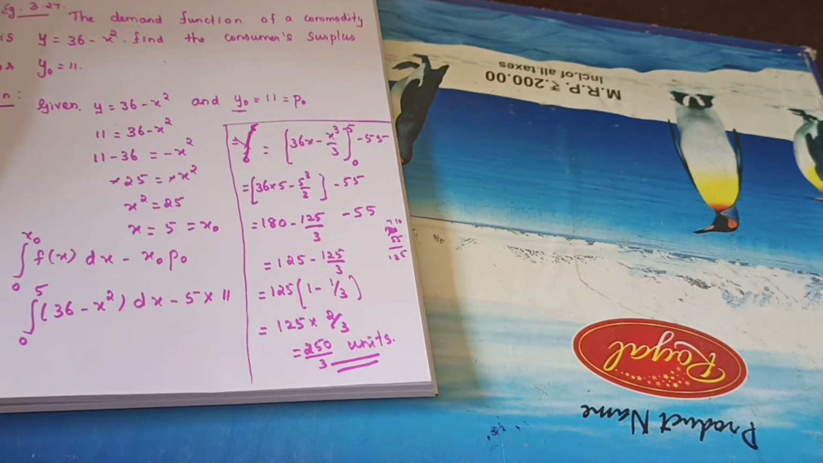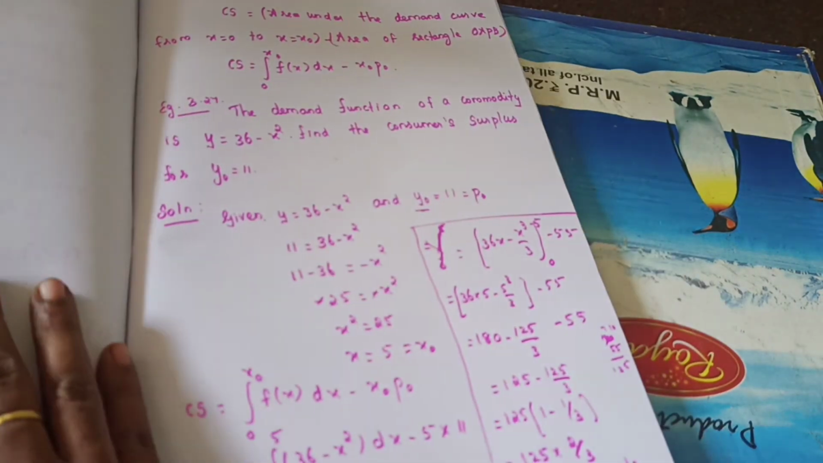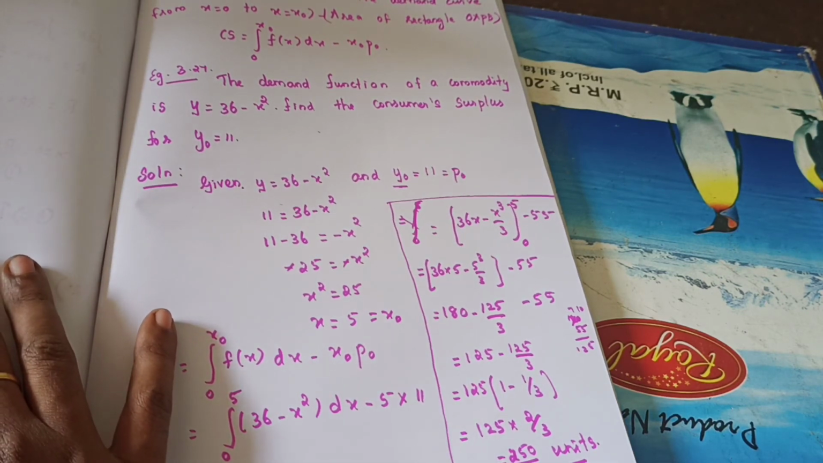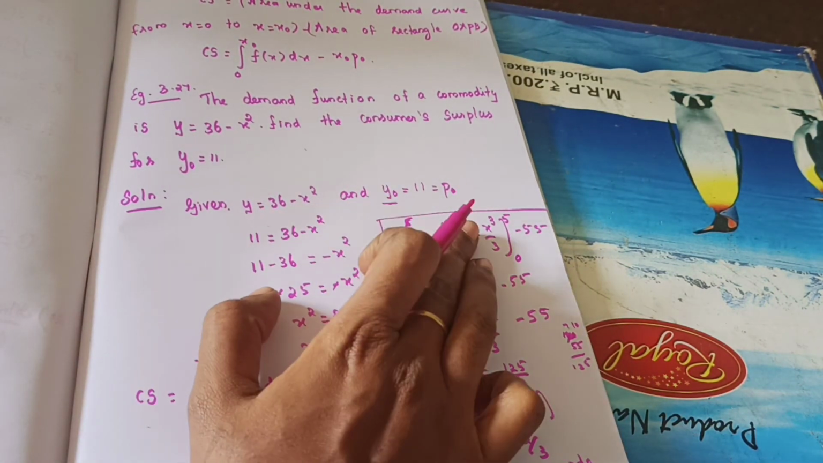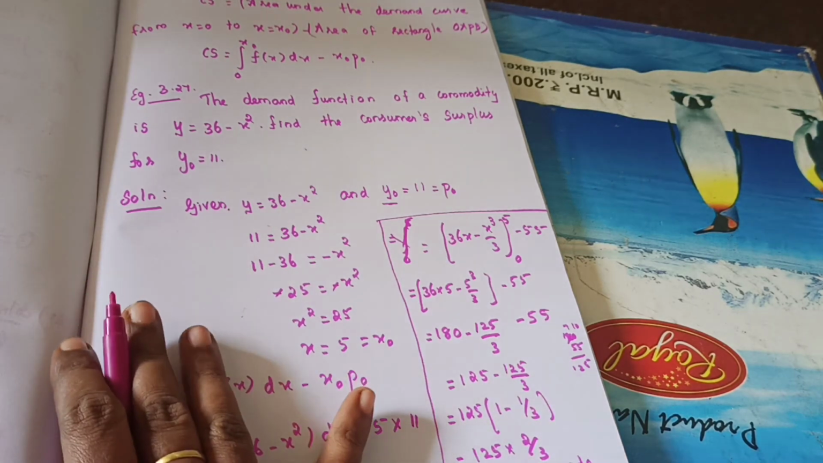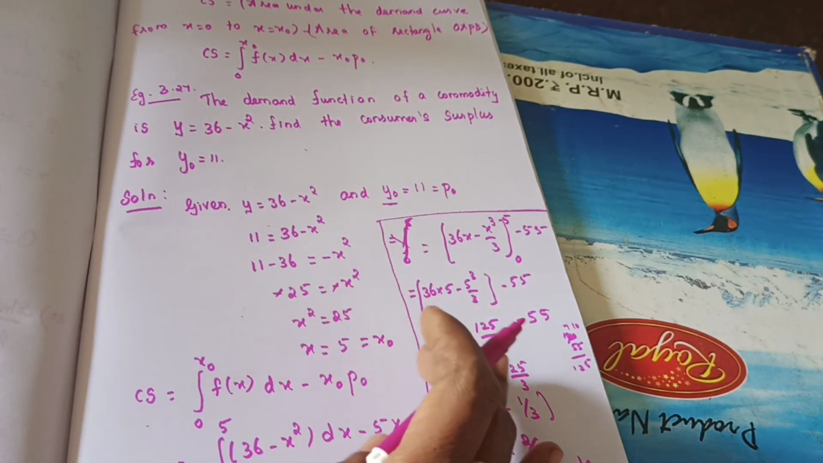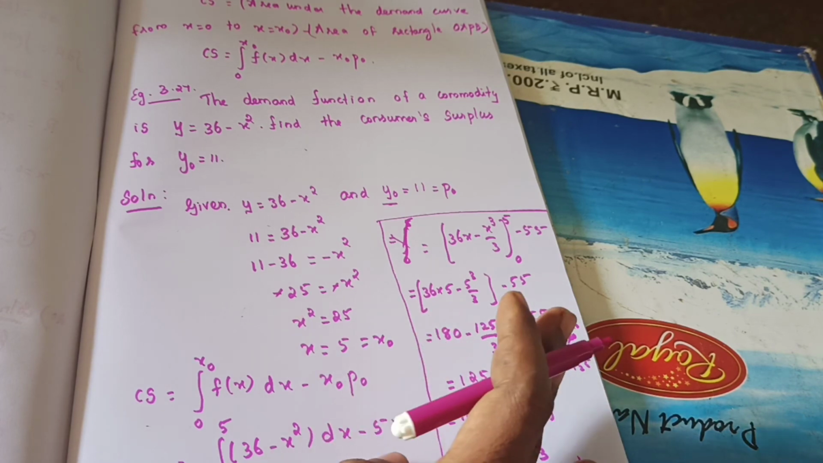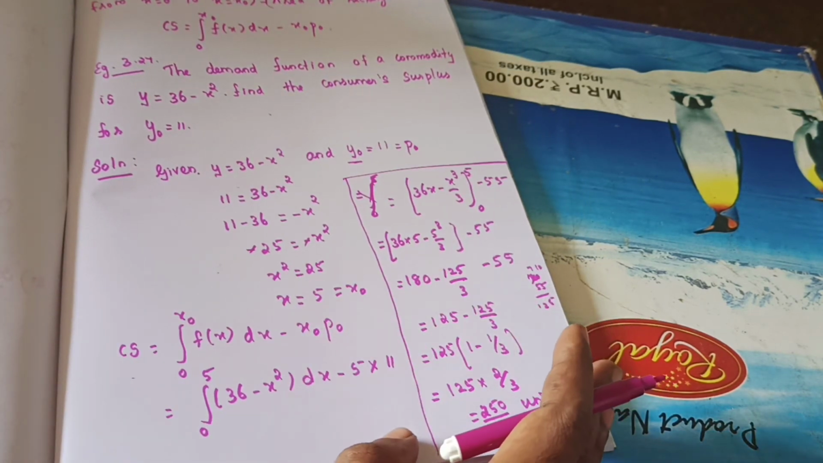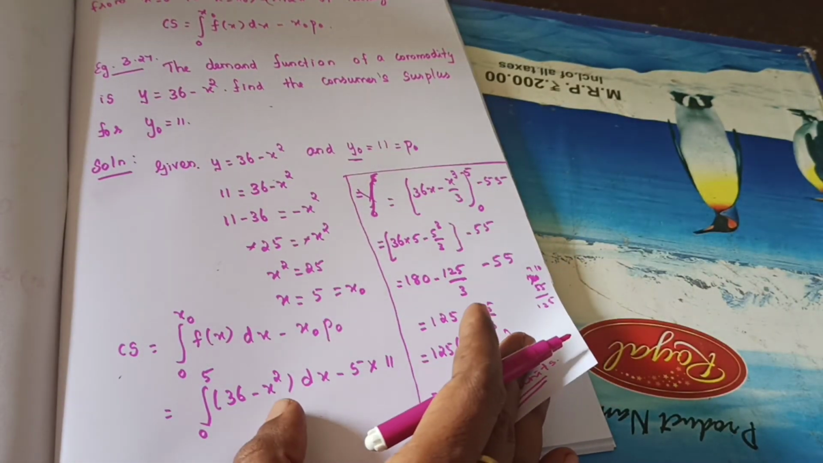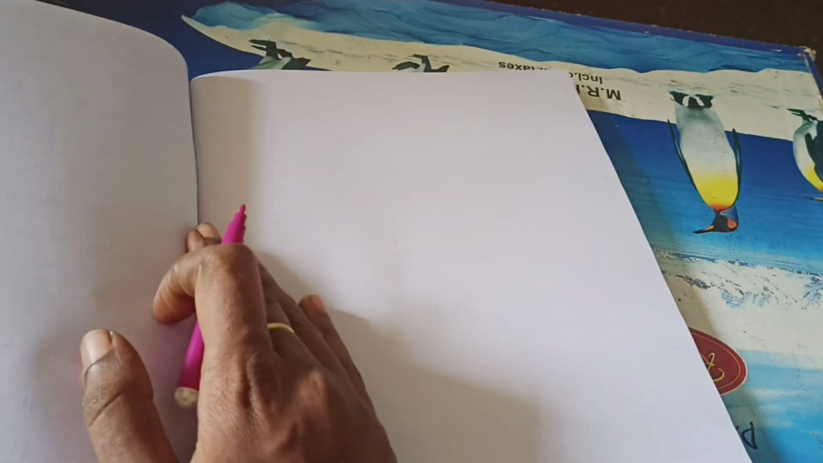Understand, students? I hope you got a good idea. Let me repeat. y is equal to 36 minus x squared and y naught is equal to 11, that is the same as p naught. So you can apply y equals y naught, and from that you will get the x value, that's the same as x naught. Substitute in the formula and integrate it, and we will get the answer. So this section is very easy. Understand, students? Okay. Next section.